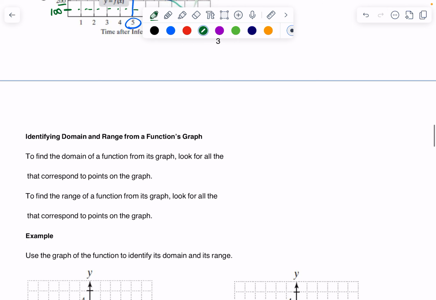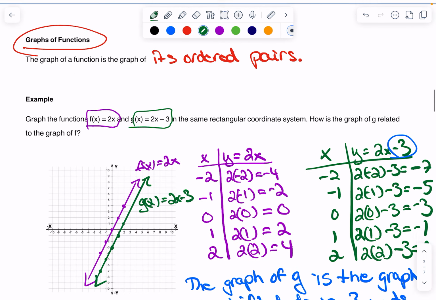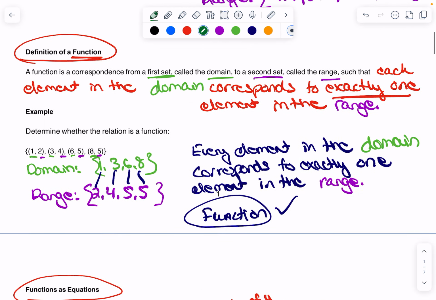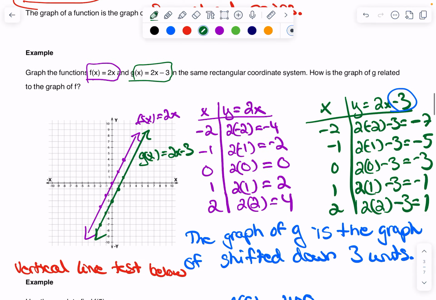Okay, next we're going to go ahead and identify the domain and range from a function's graph. Now I need to remind myself of what colors I used for the domain and range. Domain is green. Okay.